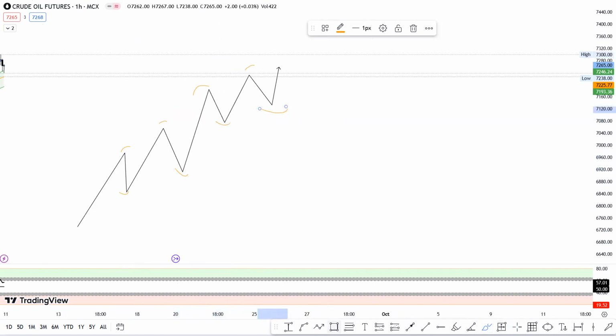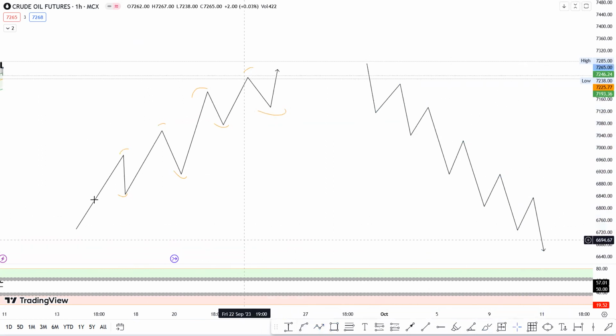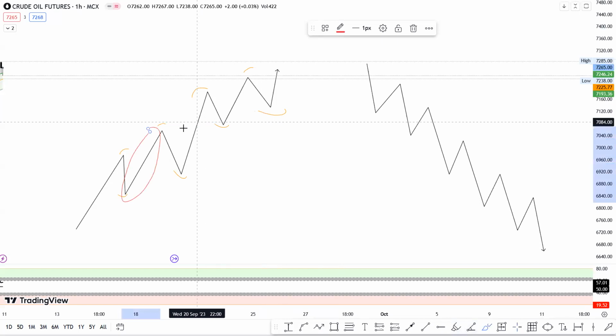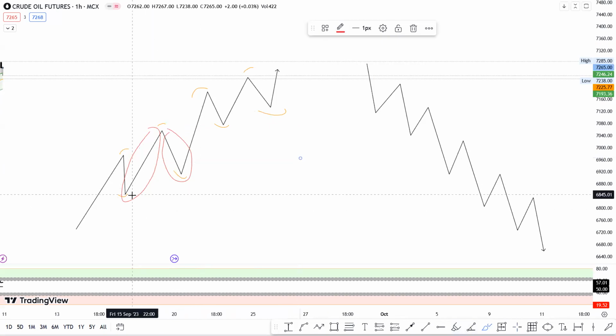Similarly, for the downtrend, you'll have consecutive lower lows and lower highs, right? Perfect. So you know the definition of an uptrend and the definition of a downtrend. Now, what are the various characteristics of an impulse move? This leg is called an impulse move, whereas this leg is called a correction move.